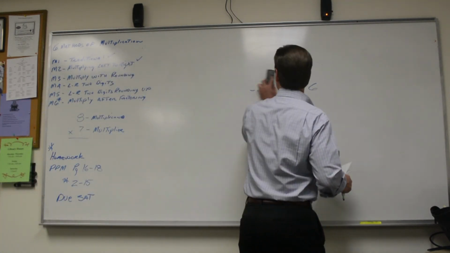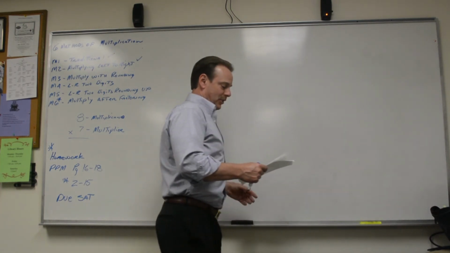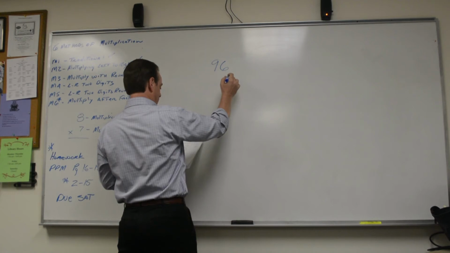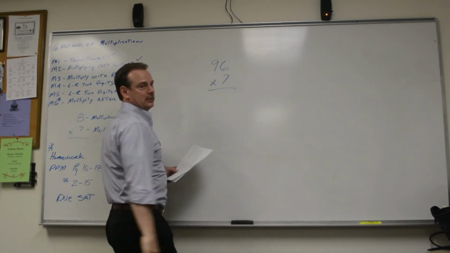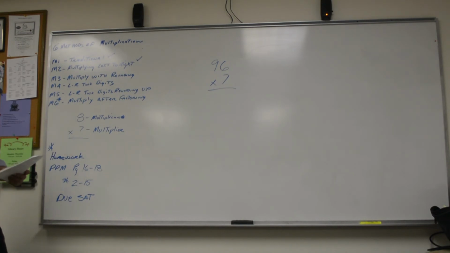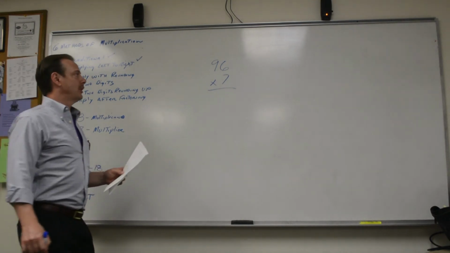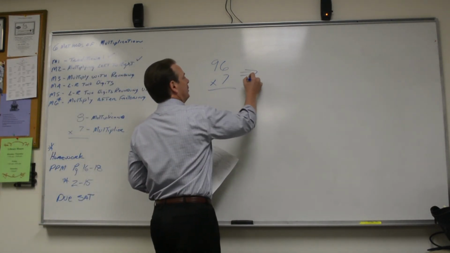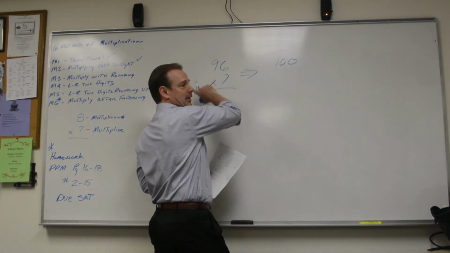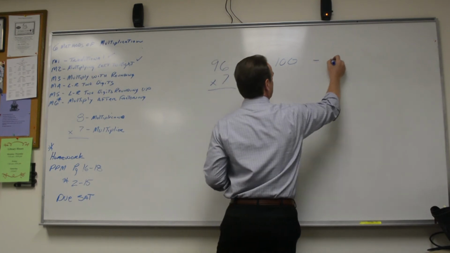Now remember, I'm giving you easy ones just so you understand the concept. This is for instructional purposes. So let's take 96 times 7. Is the video still working? Yes. All right, now, we want to transform this a little. We want to round it. What can we round it to? 100. What do we have to do to 100 to get it back to 96? Subtract 4.